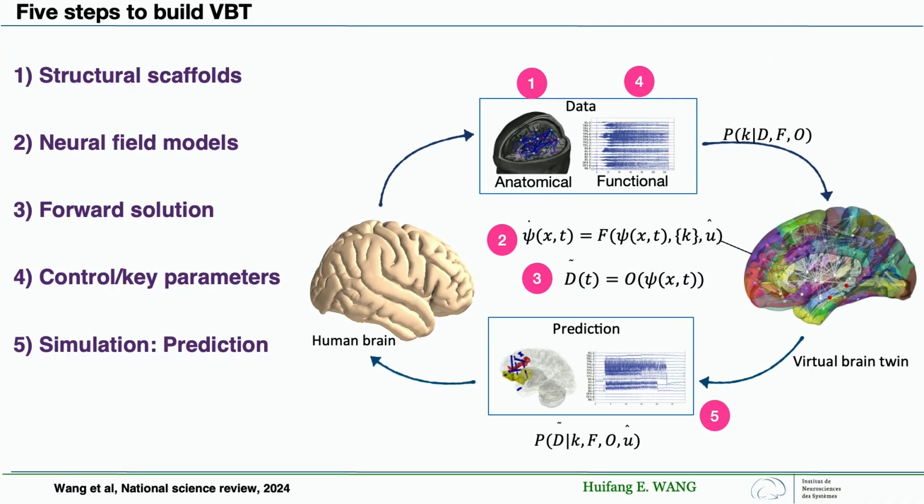So it's like this 5-step recap. The first one is to do the structural scaffold. Then the second step, we put these models here. And the third one, we map this model from source to sensor. And then we do the model inversion to get these patients' specific parameters from functional data. And then we do the prediction. Under the different stimulation, we got this prediction about the brain activities.